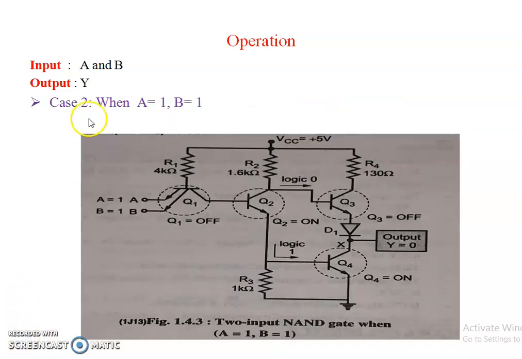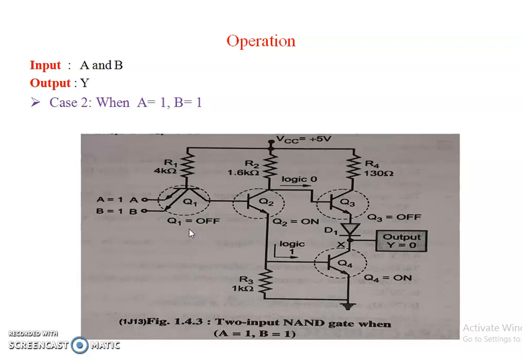Now the second case is when A equal to 1 and B equal to 1. When both the inputs are high, it means 1 and 1. The base emitter junction of Q1 is in reverse bias. Okay. So no current flows through the emitter of Q1. It means Q1 is off. The collector base junction of Q1 is forward biased.